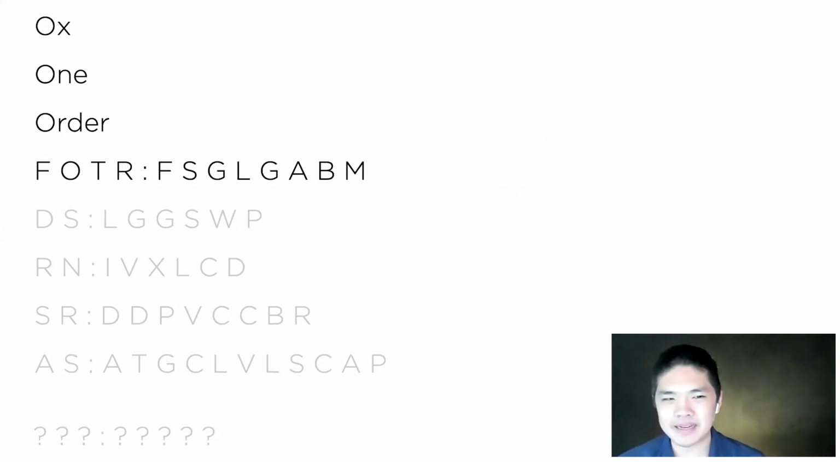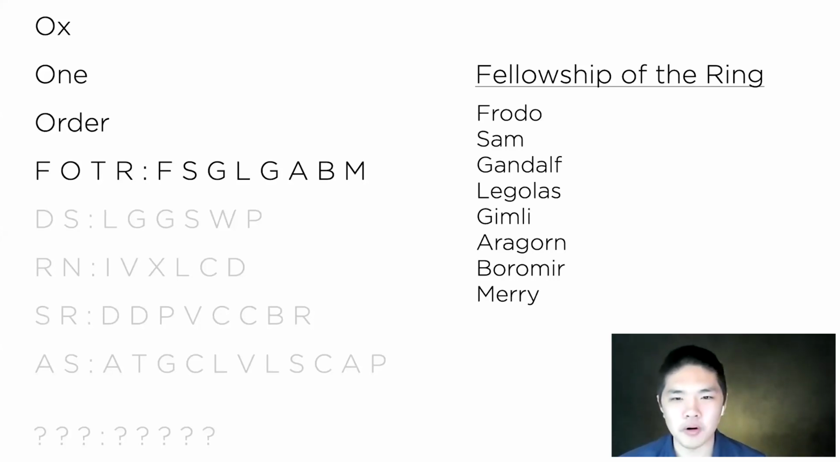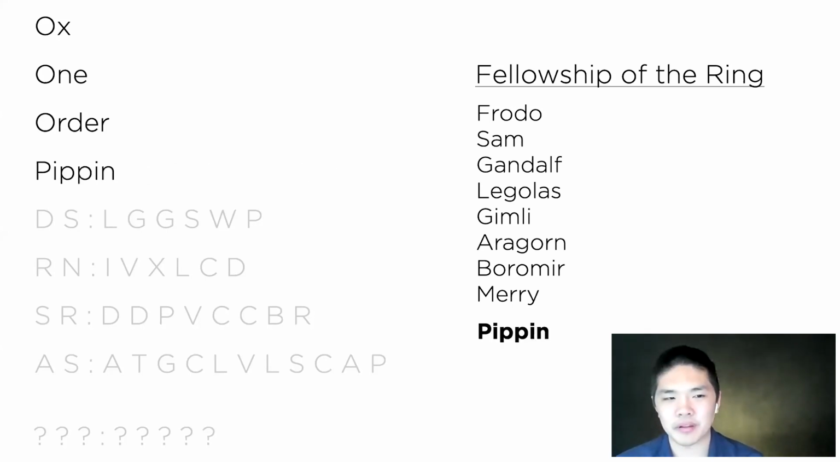FOTR might have been easier if you were familiar with the series The Lord of the Rings, either the books or the movies. But it turns out the Fellowship of the Ring consists of a bunch of members, including Frodo and Sam and Gandalf. But the one that is missing from this set is Pippin. So that'll be the missing element from that set.